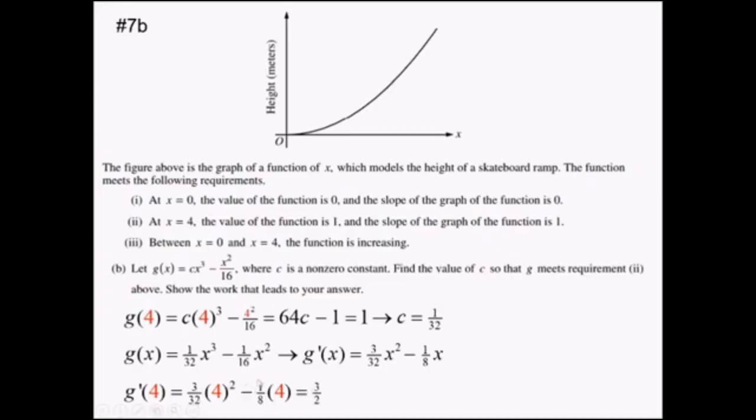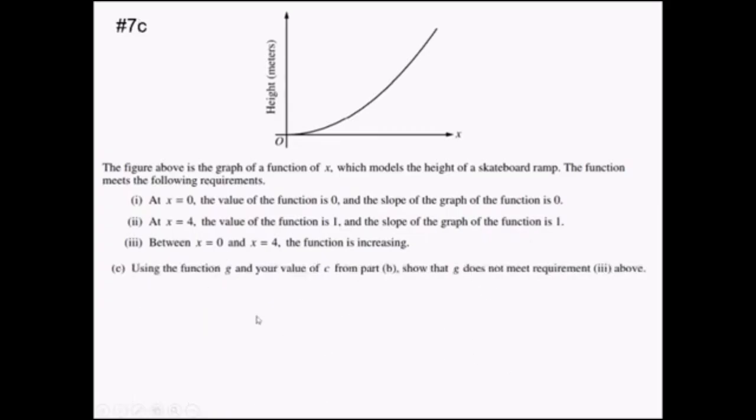For this one, we've got 4 over 8, which is 1/2, so we're subtracting 1/2 from 3/2. That's going to give us 2 halves, which we know is 1. That is the slope that we were supposed to get, so we've shown that we got our c value here.